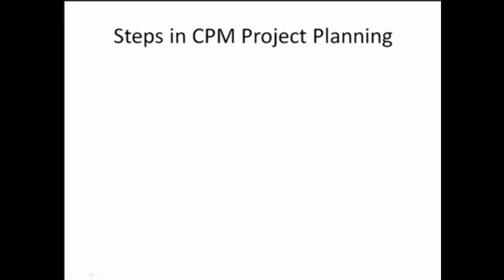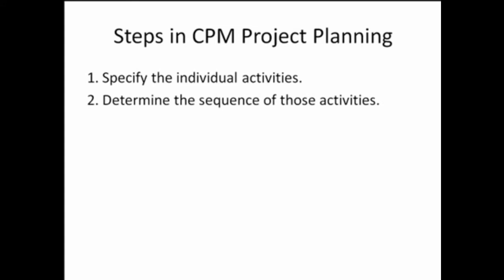Let's look at the steps in creating your critical path for your project. First, specify the individual activities. From the work breakdown structure, a listing can be made of all the activities in the project. This listing can be used as the basis for adding sequence and duration information in later steps. Determine the sequence of those activities. Some activities are dependent upon the completion of others. A listing of the immediate dependencies of each activity is useful for constructing the critical path method network diagram.